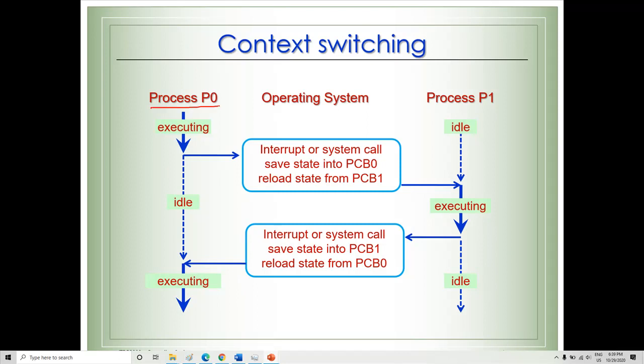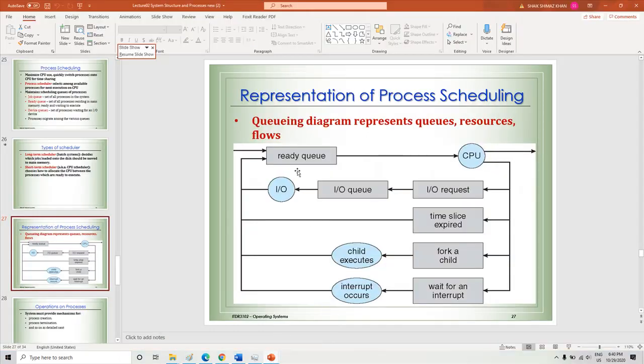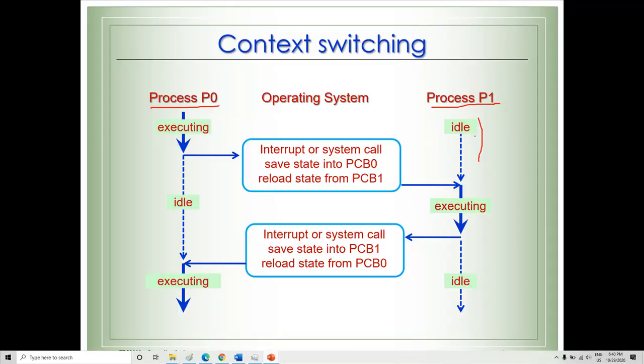Let us say there are two processes running, process P0 and process P1. Process P0 is initially executing. While P0 is executing, process 1 is idle because two processes cannot run on the CPU at the same time. While process 0 is running, process 1 exists in the ready queue. So it is idle, but ready.